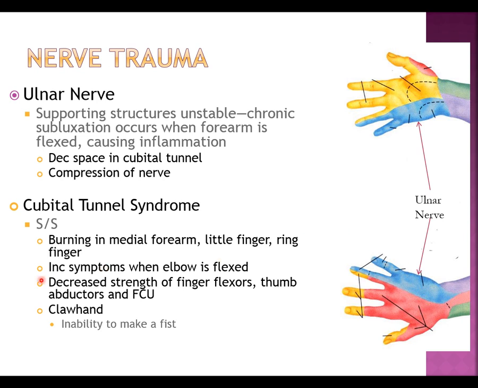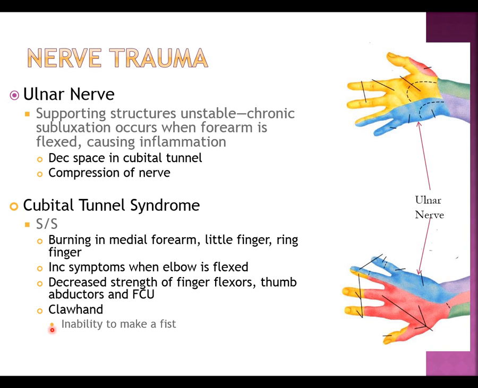We're also going to see increased symptoms when the elbow is flexed. When the elbow is flexed, it puts more pressure and it actually stretches out the ulnar nerve. And we could also see decreased strength of the finger flexors and your thumb abductors, flexor carpi ulnaris. We'll go into that more next chapter, but those are the muscles that are actually innervated by the ulnar nerve. So if the ulnar nerve is not working correctly, it's going to affect the muscles that it actually innervates. And again, we'll memorize all those for the next chapter.